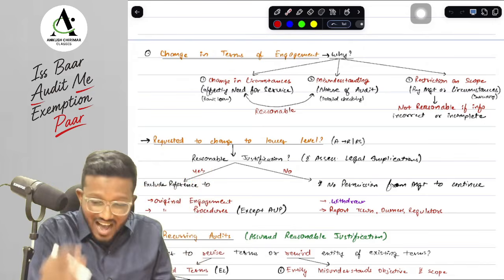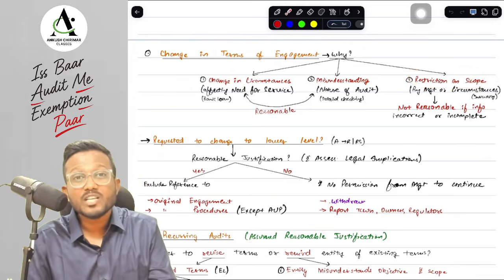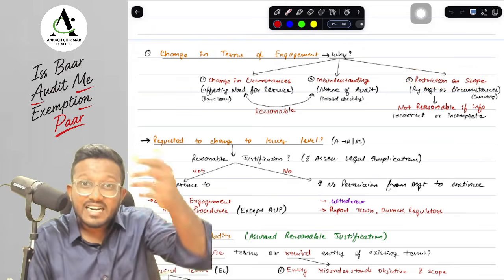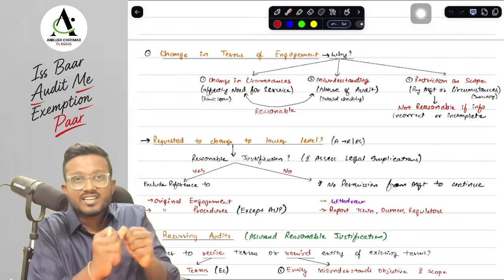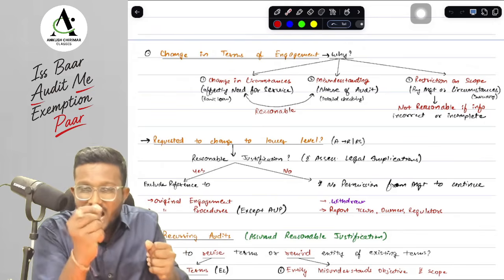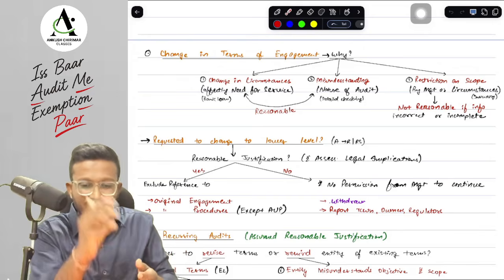Or thirdly, and the last, there is a restriction on the scope. Management wants to put a restriction on the scope. Management doesn't want us to check in detail. Management wants to hide something from us. Suppose I was checking data and I got to know some misstatements, and I asked the management about the misstatements, and then management is asking me to change the terms of engagement.